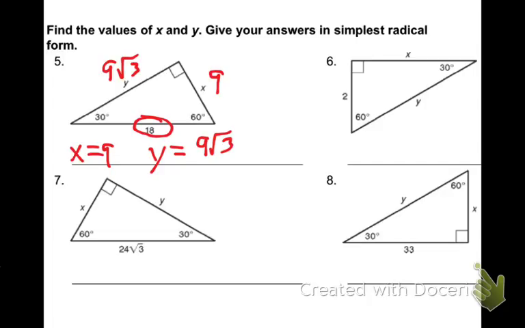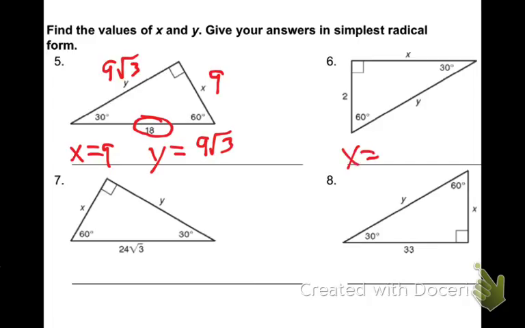I'm given the short segment. I'm given the small side. Again, why is that the small side? Because it's the one opposite the 30 angle. It's opposite that small angle. So if the small side is 2, what's my longer leg going to be? What is x going to be?